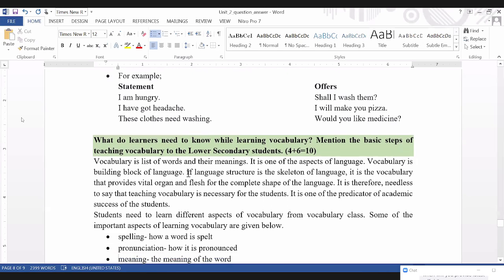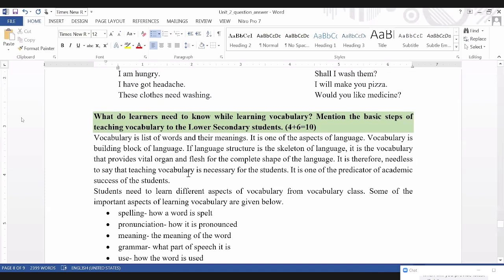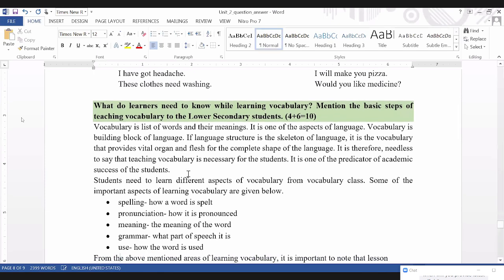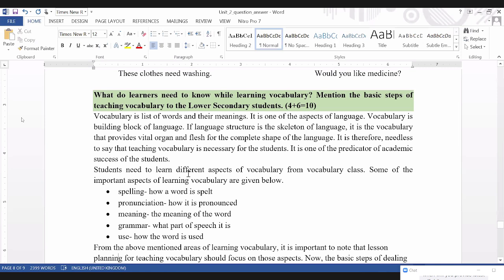Okay. Now this is vocabulary, one aspect of the English language, and this is also an important area, because vocabulary, as we know, is one of the predictors of academic success. I think in our last class we briefly discussed this. And one sample question I have prepared here is, what do learners need to know while learning vocabulary? What are the knowledge areas that learners need to know while learning vocabulary?